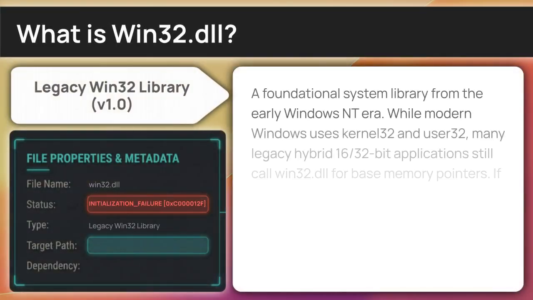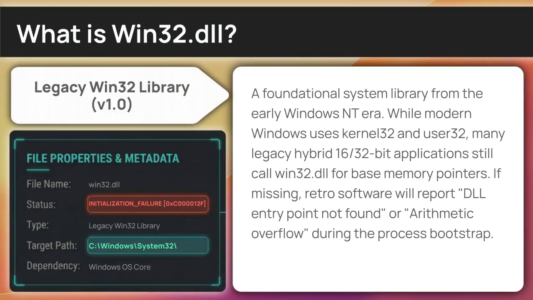This is the Win32 Library, a foundational system library from the early Windows NT era. While modern Windows uses kernel32 and user32, many legacy hybrid 16 and 32-bit applications still call Win32 DLL for base memory pointers. If missing, retro software will report DLL entry point not found, or arithmetic overflow during the process bootstrap. Now let's dive into the solution, starting with a standard reinstallation.